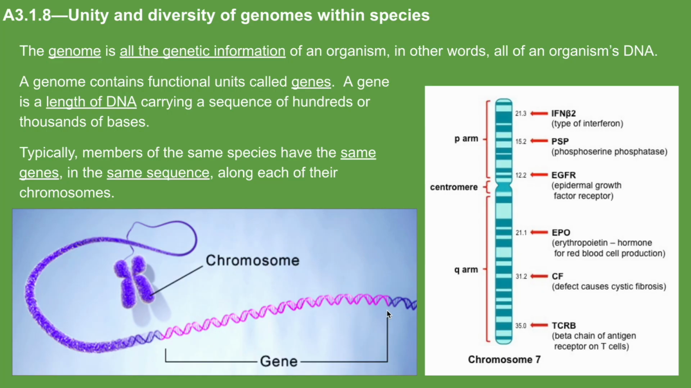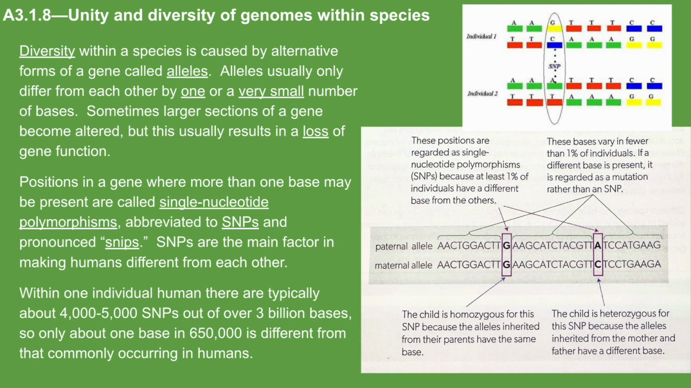Now, typically members of the same species have the same genes in the same sequence along each of their chromosomes. So on everybody's chromosome 7, we're going to see that there are genes along this chromosome that are going to control the same factor. Now, there might be some variations in the forms of those genes, but they're going to be at the same location. Diversity within a species is caused by alternative forms of a gene called alleles. Alleles usually only differ from each other by one or a very small number of bases. Sometimes larger sections of a gene become altered, but this usually results in a loss of gene function, which can then lead to inviability.